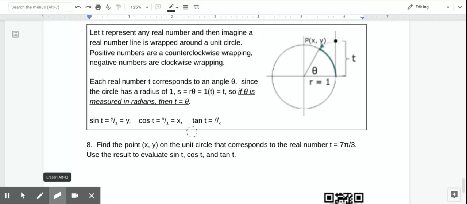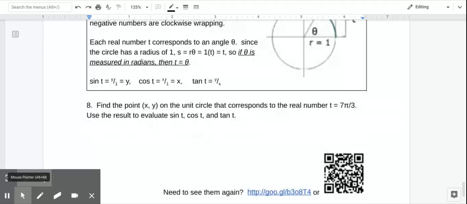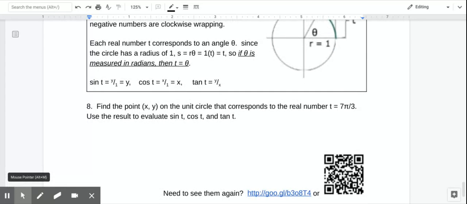Now, when we do this, our sine, remember sine is y over r. We learned that in the first part of this lesson. And if our radius is 1, sine is just y. Cosine is x over r, and if our radius is 1, cosine is just x, and tangent is still y over x. Okay, so let's check out this last problem here. We want to find the point on the unit circle that corresponds to the real number 7 pi over 3, and use the results to evaluate sine, cosine, and tangent of t.